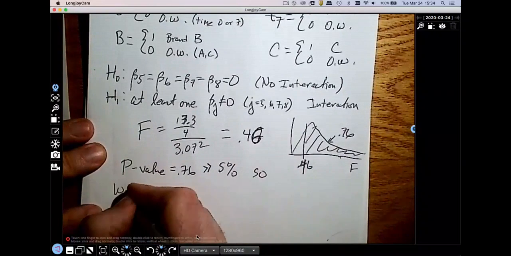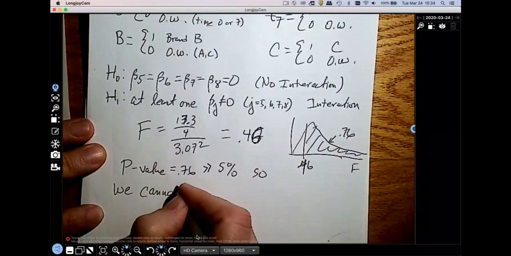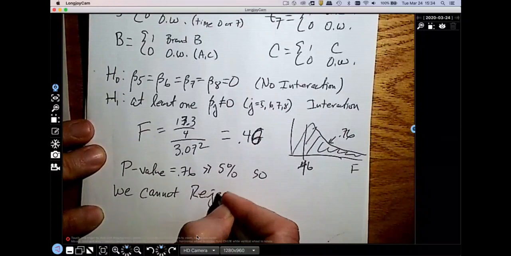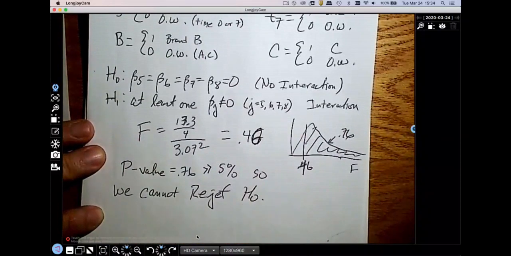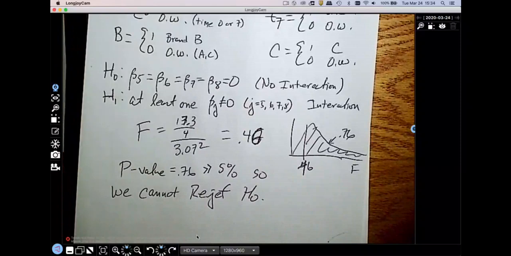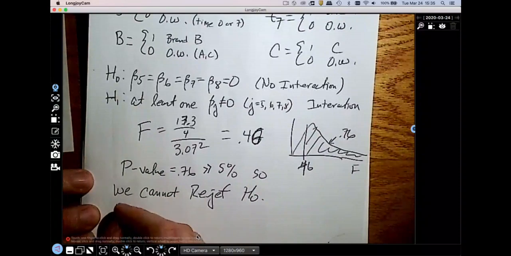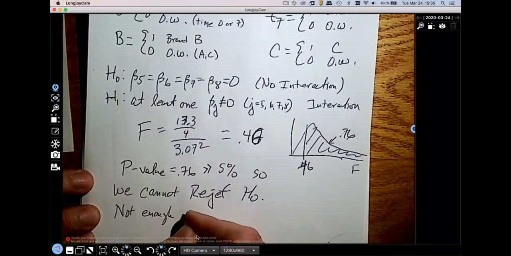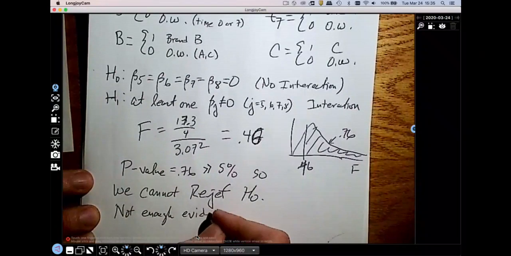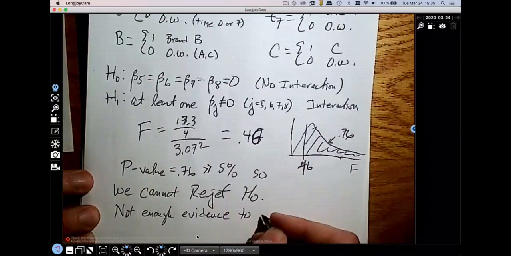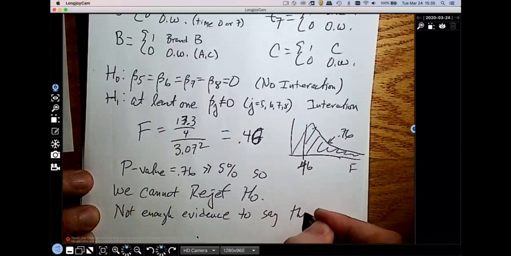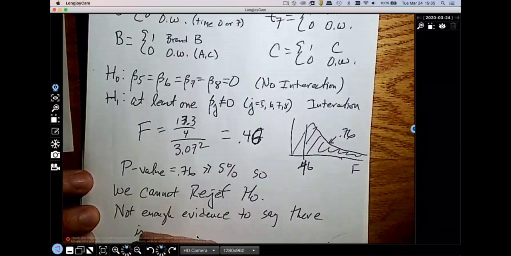So we cannot reject H naught. What this really means is we don't have evidence to say there's an interaction. Not enough evidence to say there is an interaction.